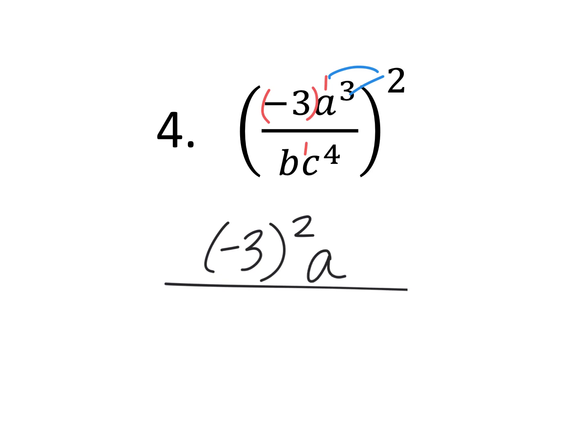And then a to the 6, I see that around the room, that's good. Maybe you forgot B, don't forget them. It's got a power of 1, so I multiply 1 times 2, B squared. And C to the 8th. Okay.